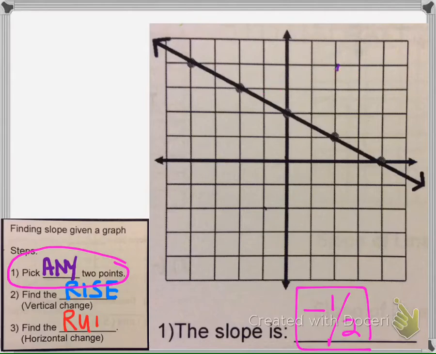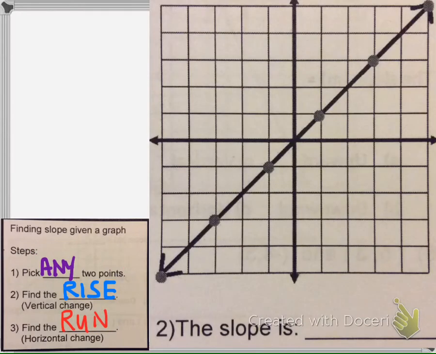So I don't want to pick this point here, or this point here, or this point here, or this point here. I want to pick points that I could read exactly to you. So like this point, or this one, or this one. So I want to pick all the ones that, if I asked you what that ordered pair is, you would be able to tell me 4, 0. If I asked you what this ordered pair was here, you'd be able to tell me -2, 3. The ones that you can read, the integer ordered pairs.